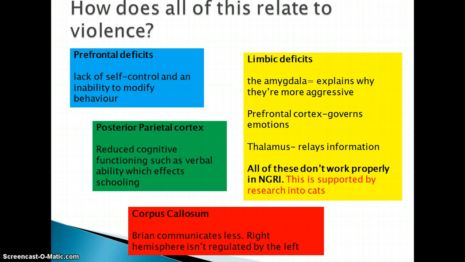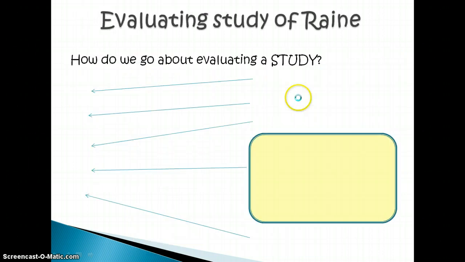The corpus callosum: their brain is less able to communicate between hemispheres, so the left hemisphere, which is normally in control, is less able to regulate the right hemisphere. And finally, kind of a key bit, the amygdala explains why they're more aggressive.